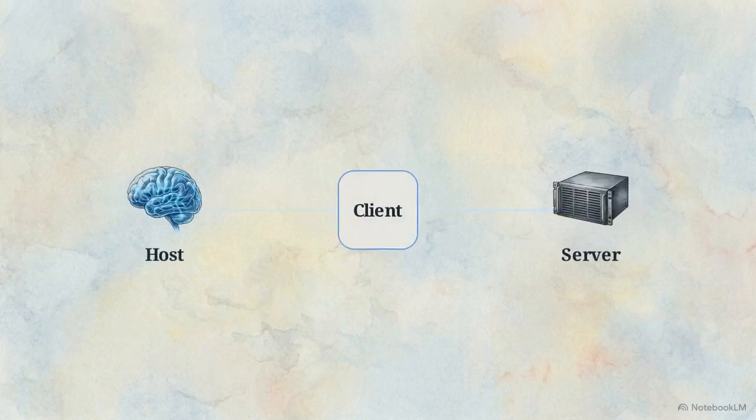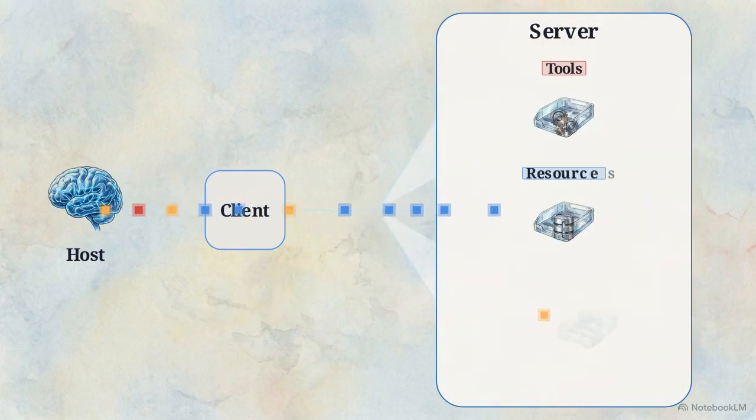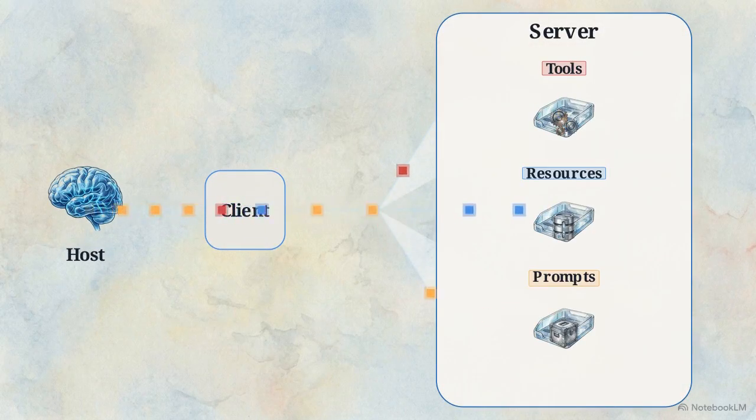This schematic breaks down an MCP setup into 3 components: the host application, where the AI lives, the client managing the connection, and the server holding your local data. Inside the server module, the protocol provides 3 primitives: tools, resources, and prompts.